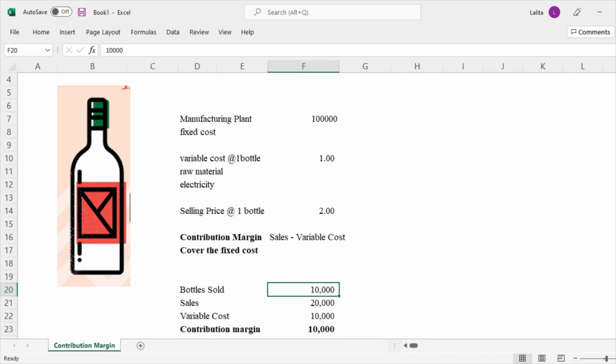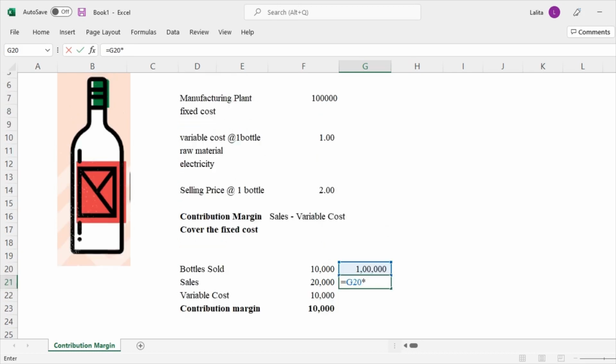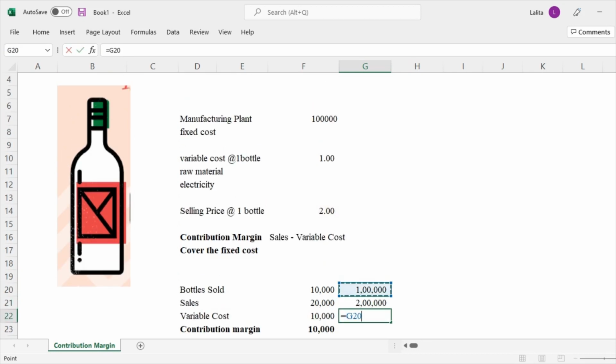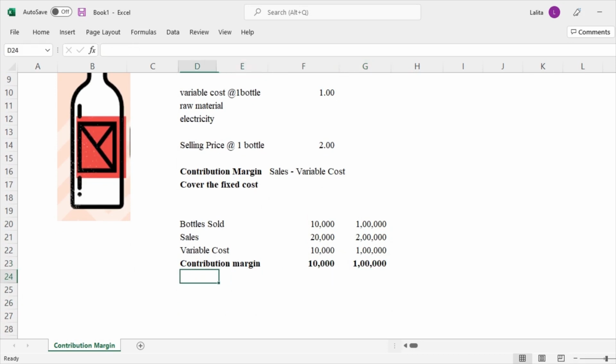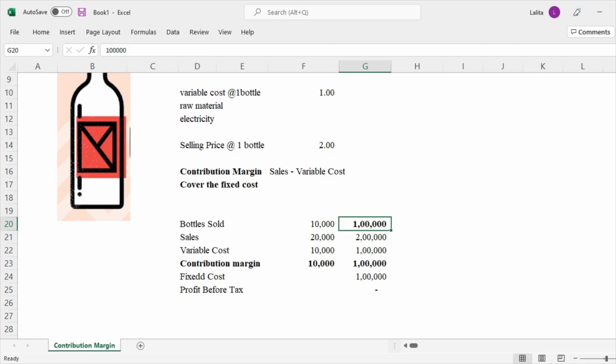Let us now look at a scenario when the bottles sold are, let's say, 100,000. Instead of 10,000, now we have 100,000. So what will be your sales numbers? Sales numbers will be 100,000 multiplied by 2. Variable cost will be 100,000 multiplied by 1. So what's your contribution margin? Contribution margin is 100,000. So is it good enough to cover your fixed cost? The fixed cost is $100,000. So it is enough to cover your fixed cost, and therefore your profit before tax will be, in this case, zero. So this becomes your break even point. You need to sell a minimum of 100,000 bottles to break even. But if you were to sell only 10,000, what will be your profit? You will be at a loss of $90,000.